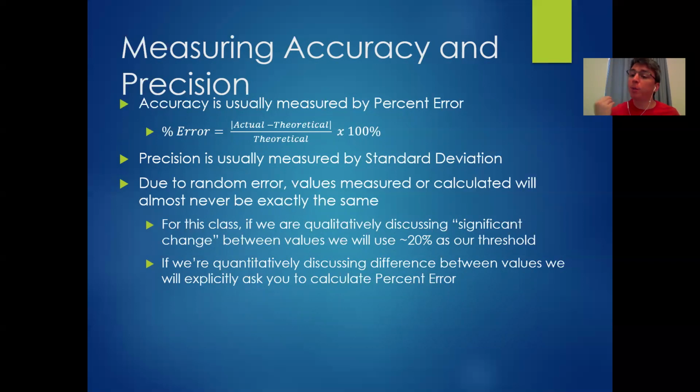Especially in the post-lab questions, if we're ever talking about whether there's a significant change between numbers, or a significant difference between this and what you were told, we're qualitatively discussing accuracy, and we'll just use 20% as our threshold. If it is 20% different, then it is significantly different. If it's less than 20% different, it's not. It's basically the same number. The error in that case would make them about the same number. If we're asking you specifically quantitatively about accuracy, we will tell you to calculate the percent error. So you can always look at that for your accuracy and precision.